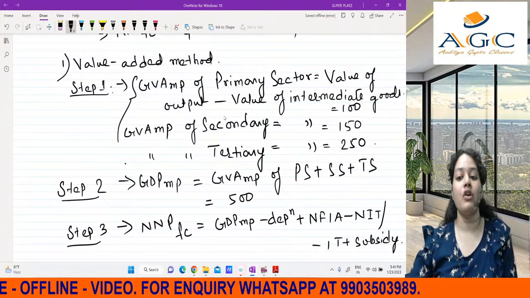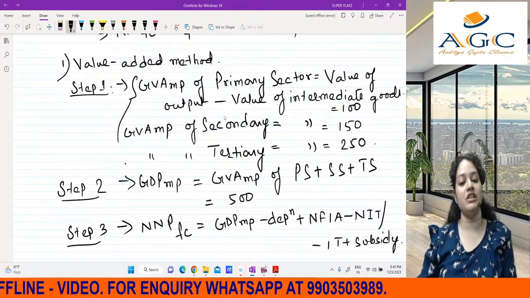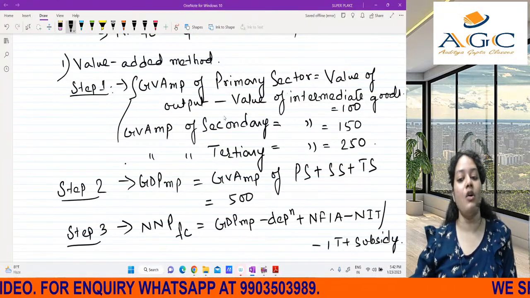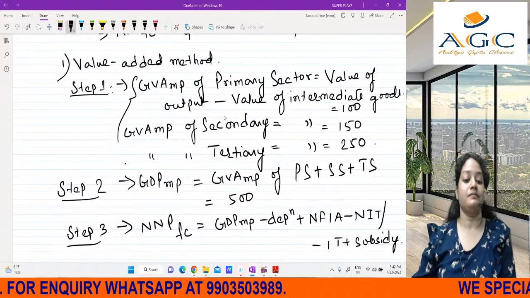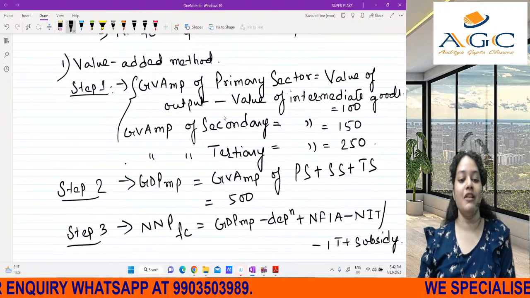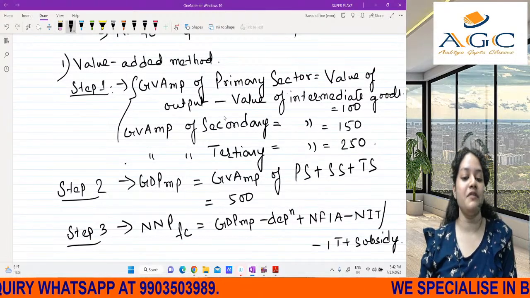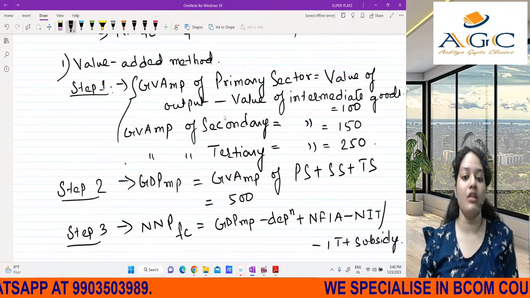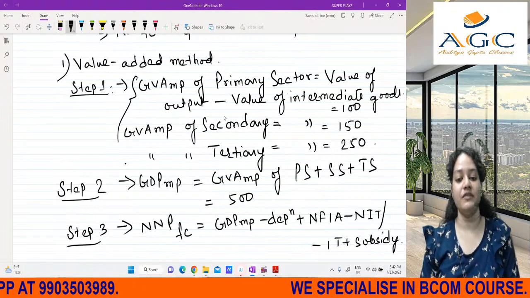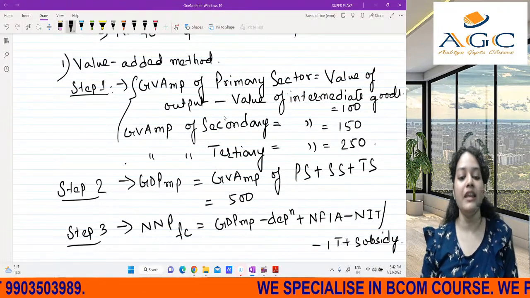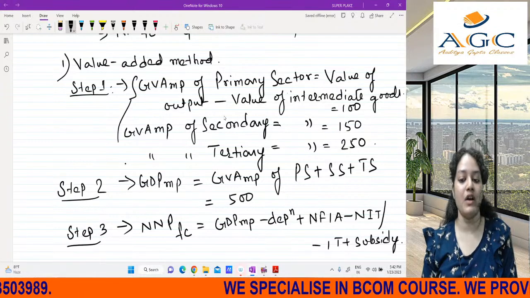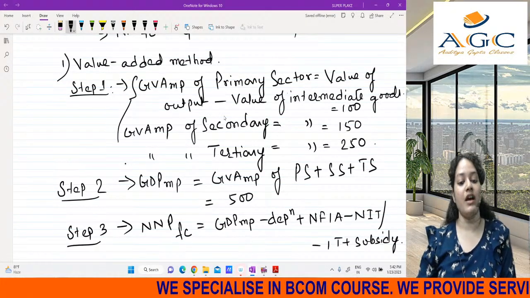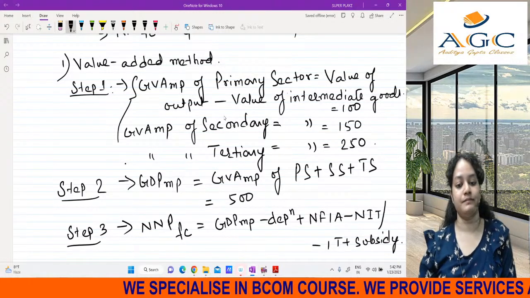Now after you have got all the three values, you can find out your GDP-MP from there. And for GDP-MP you have to add all the three GVAMPs. After that, what do you have to do? You have to convert it to your NNPFC, as in your national income, which would be your ultimate motive for all the sums if something specific is not given. If something specific is given to be found out, then you have to look into that. Otherwise, you have to find out your NNPFC.